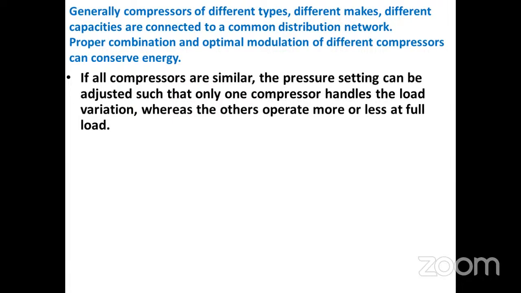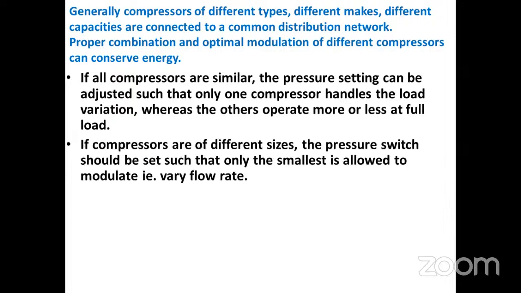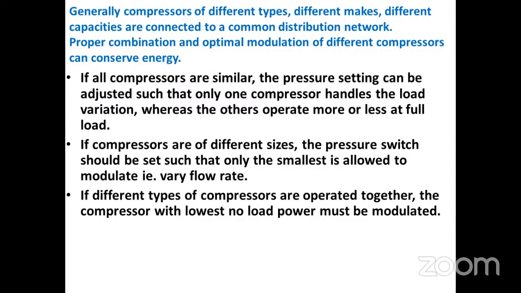If all compressors are similar, the pressure setting can be adjusted such that only one compressor handles the load variation, whereas the others operate more or less at full load. This is basic information. If the compressors are of different sizes, the pressure switch should be set such that the smallest one is allowed to modulate. The smallest one will be allowed to vary flow rate. If a bigger one is allowed to vary, the no load loss will be more for a bigger one than a smaller one. That's why we avoid it.